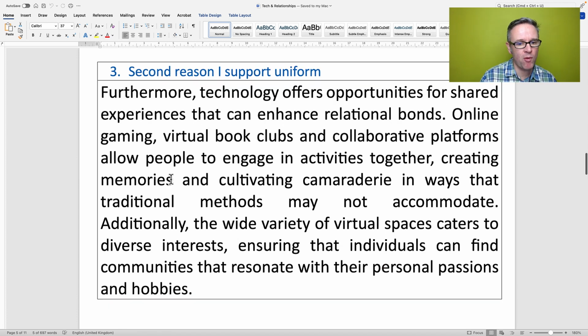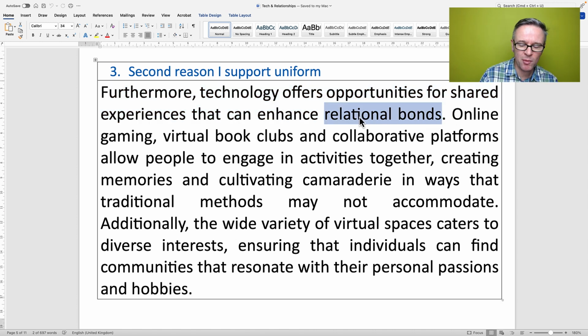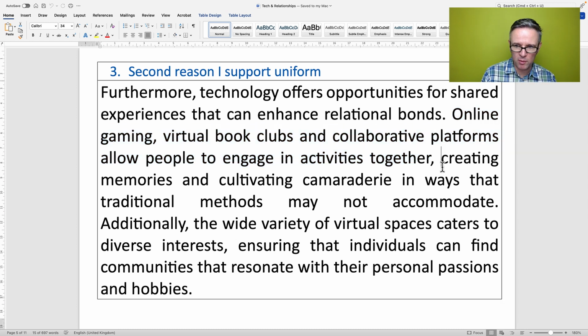The third paragraph is explaining my next argument. Furthermore, technology offers opportunities for shared experiences that can enhance relational bonds. So here is another synonym for relationships, relational bonds, how you interact with someone. And then we have a list here. Online gaming, virtual book clubs, and collaborative platforms allow people to engage in activities together. Very self-explanatory. And then we have an adverbial.